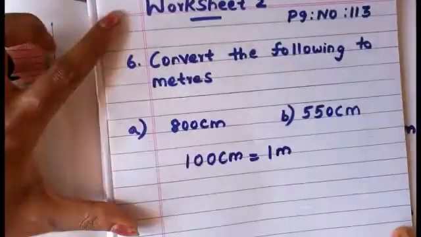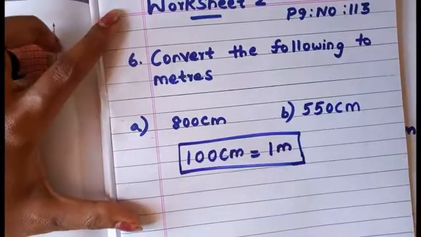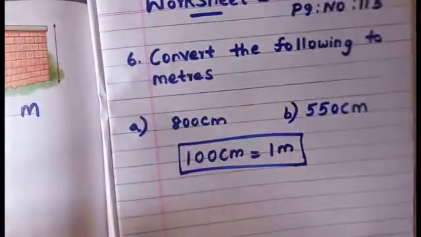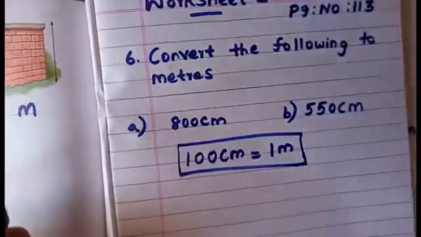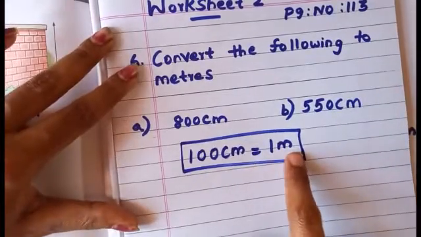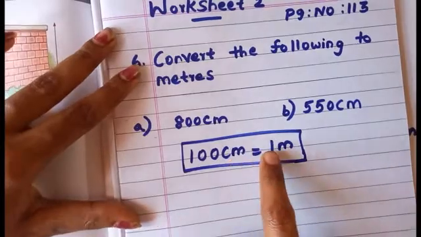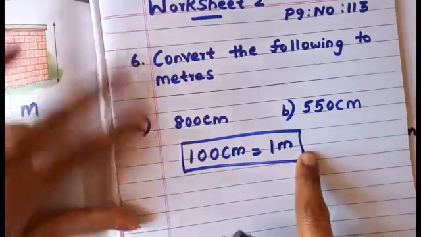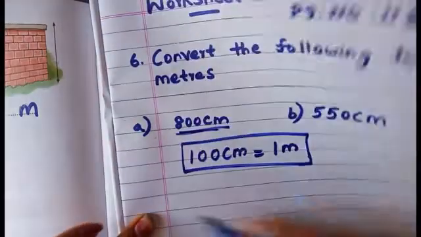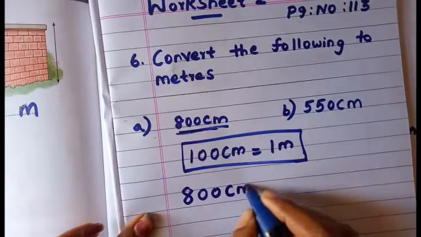You have to learn this formula. Now I am going very slowly, so just listen carefully. 100 centimeters equal to 1 meter. 100 centimeters equal to how much? 1 meter. So see here, the question is 800 centimeters.